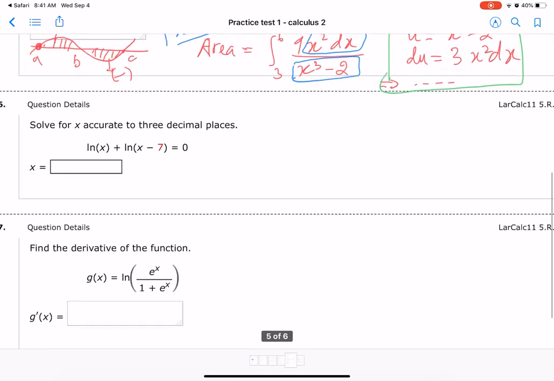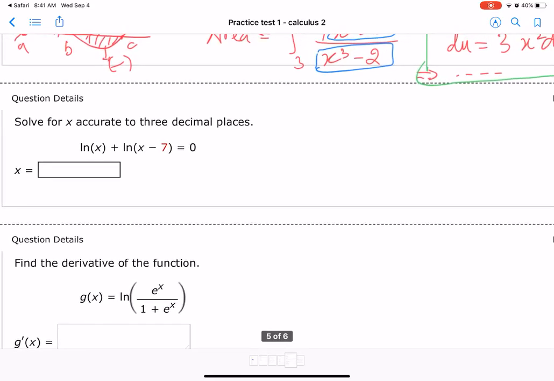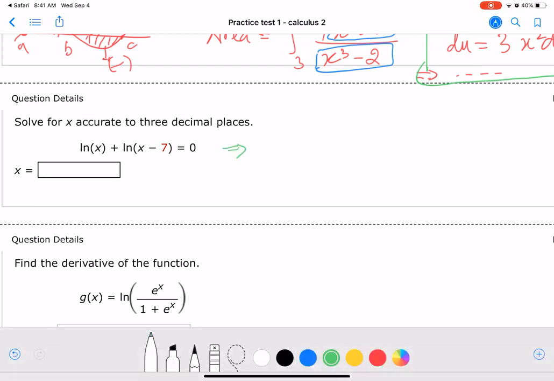In the next problem, solve for x accurate to 3 decimal places. This is a pre-calculus problem. I just put it here so that you can practice more with ln functions. Let's say on the left hand side, ln of x plus, so we group them together. So you have ln of x times (x minus 7) equal to 0, and then from here you get x minus 7 equal to e to 0, which is 1, right?